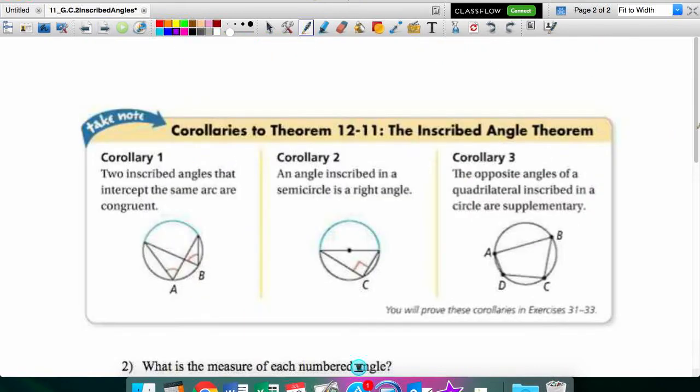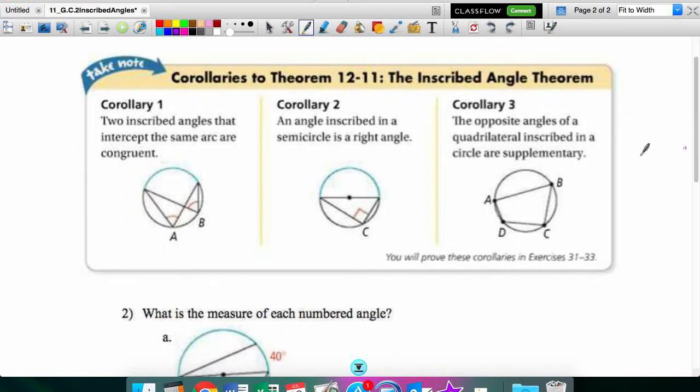On the back page, we see a bunch of corollaries to the inscribed angle theorem. The first corollary essentially says that if you have two angles that intercept the same exact arc, then those two angles should be congruent. This kind of makes sense because, for example, if the arc was, let's say, 40, then the angle would be half of that, 20. And since the two angles go to the exact same arc, both of them would be half of the 40, or they would both be 20. So they should both match since both of them are half of the arc.